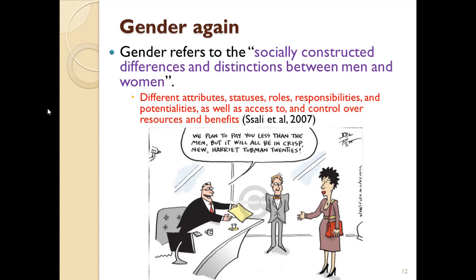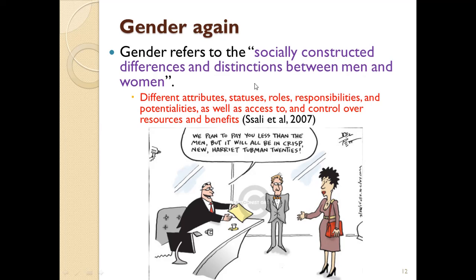first, it is part of those intersections that one must look at that come with inequities. Since gender is socially constructed, it comes with distinctions or differences in terms of attributes, statuses, roles, and responsibilities between men and women, and therefore gives an idea of how we can bring in a different lens or approach of looking at whether men and women experience development outcomes equally or not.